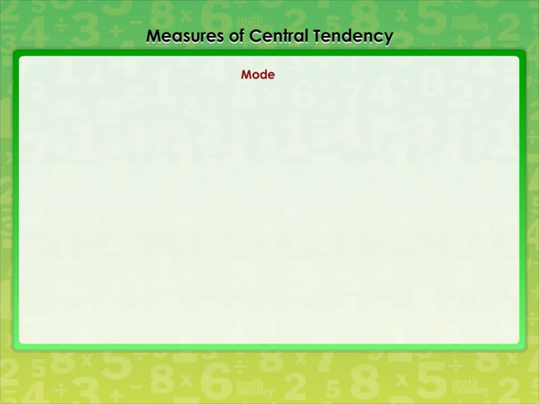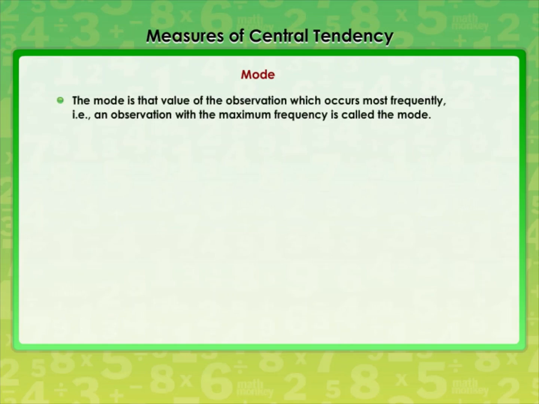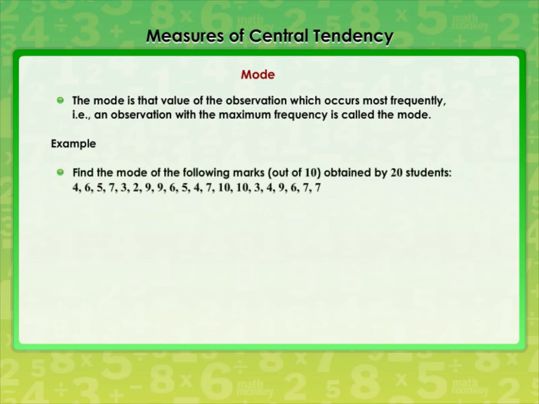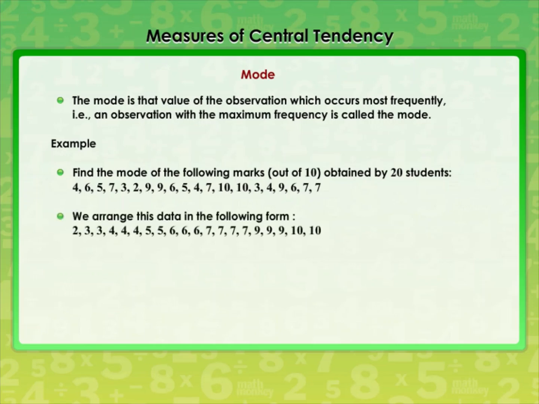Mode. The mode is that value of the observation which occurs most frequently. That is, an observation with maximum frequency is called the mode. Let us see the following example. Find the mode of the following marks out of 10 obtained by 20 students. We arrange this data in the following form. Here, 7 occurs most frequently, that is 4 times. So the mode is 7.